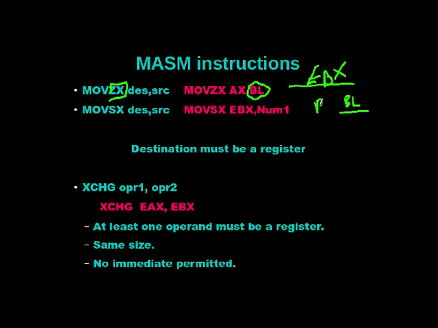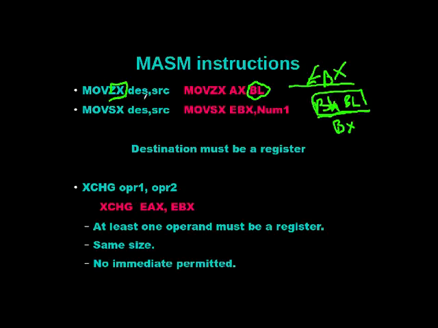BH is the second byte, and EBX is the 4 bytes. I can say BX as BL, or sorry, BH, this is H, and I can say BX as both of those as 2 bytes. 1 byte, 1 byte, 2 bytes, 4 bytes. I can break down my registers into smaller bytes.